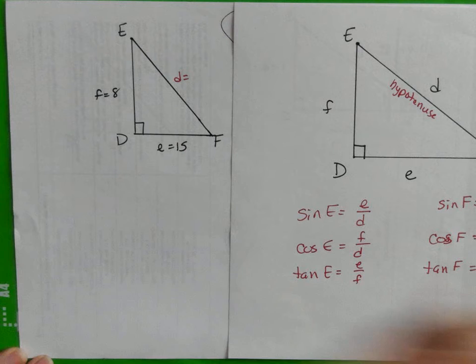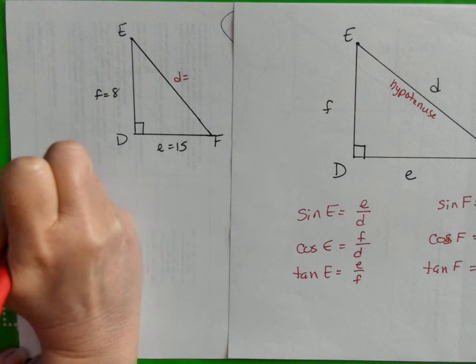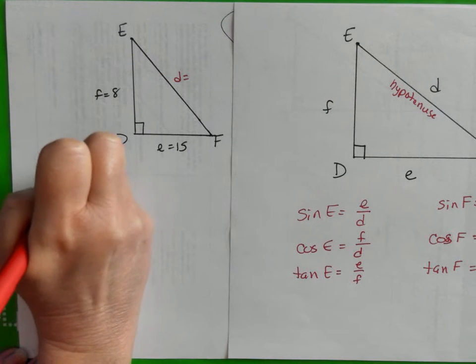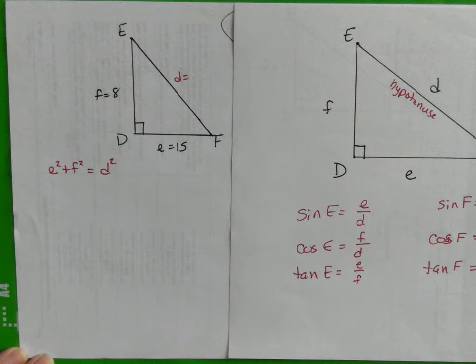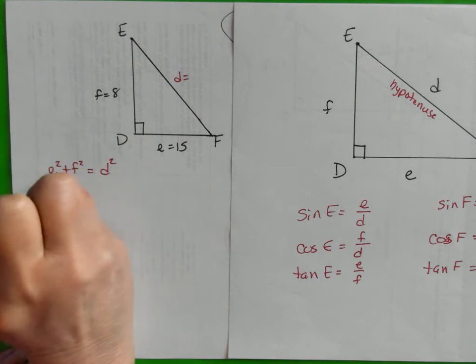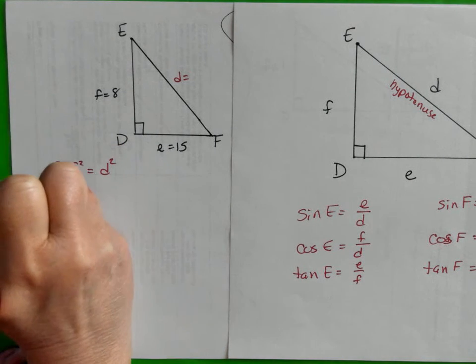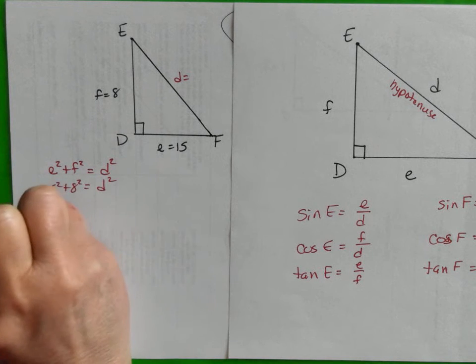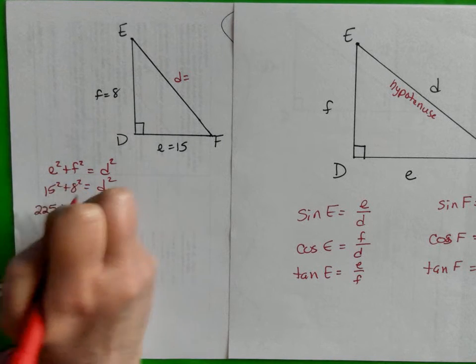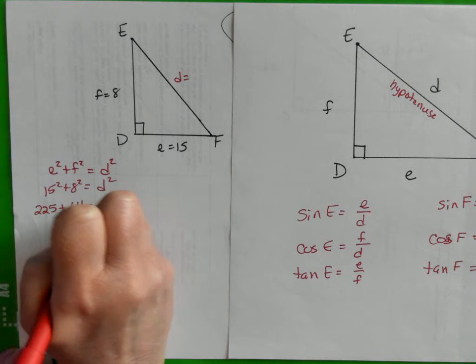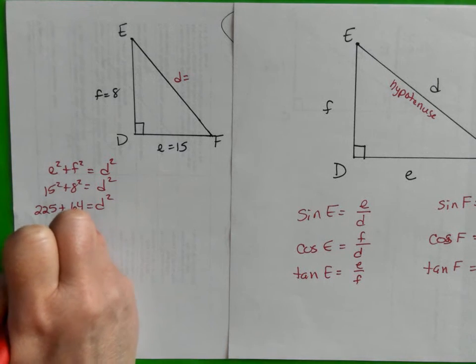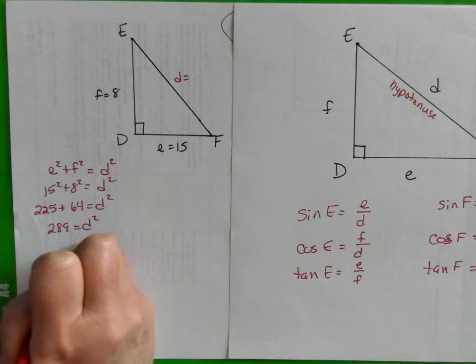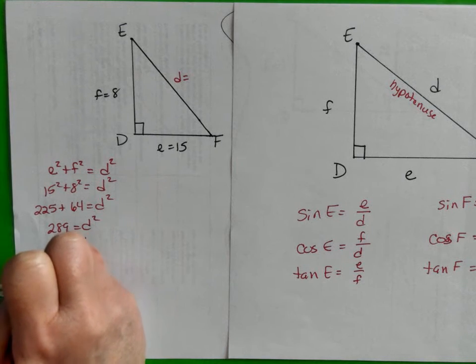And I'm going to do that using my Pythagorean theorem. So E squared plus F squared equals D squared. Using my math, 15 squared plus 8 squared is D squared. Well, 15 squared is 225, and 8 squared is 64. So 289 is D squared, so D must be 17.